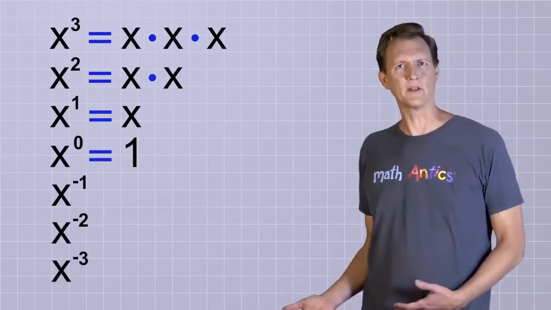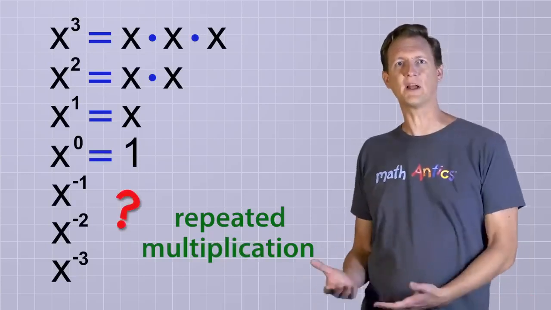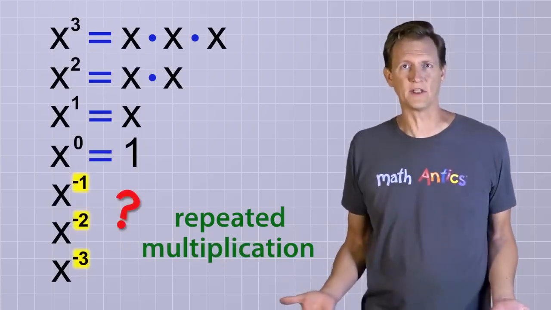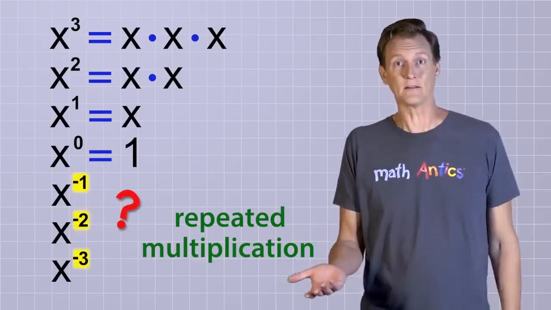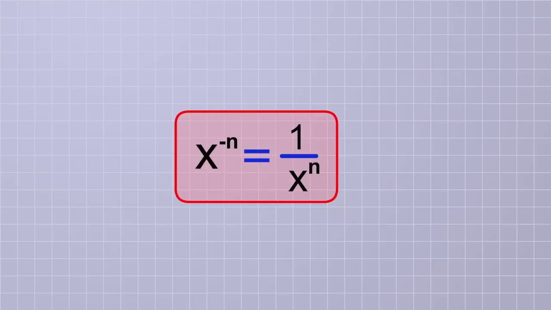We know that exponents are a way of doing repeated multiplication. But how in the world could you multiply something together a negative number of times? Well, you can't. Fortunately, the next law on our list tells us how to interpret a negative exponent. That law says x to the negative nth power equals 1 divided by x to the nth power. And if you think about it, that kind of makes sense.